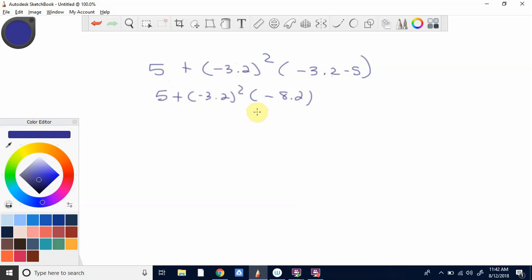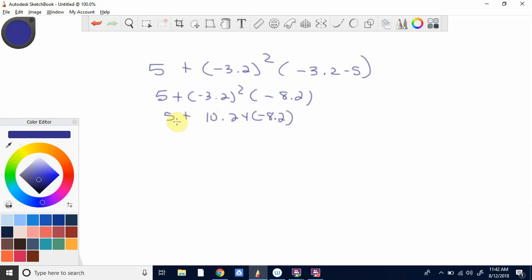So the next thing that it says is E, exponents. Yes, so we're going to take this and square it. So 5 plus, negative times a negative results in a positive 10.24, and this is where I keep my parentheses.